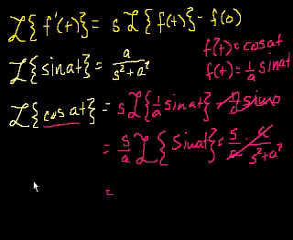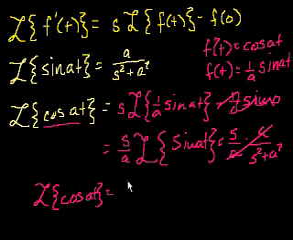So we get that the Laplace transform of cosine of at is equal to s over s squared plus a squared. And in 3 minutes we filled in another entry in our Laplace transform table. And now we have the two most important trig functions.